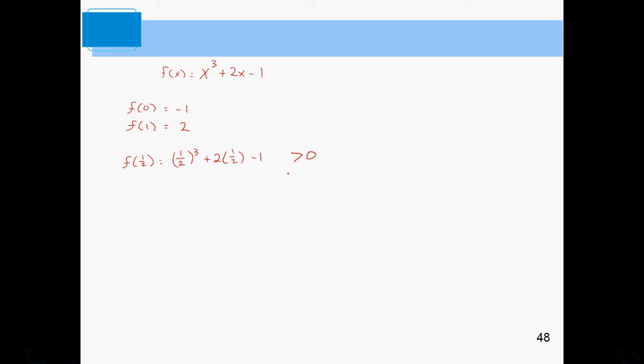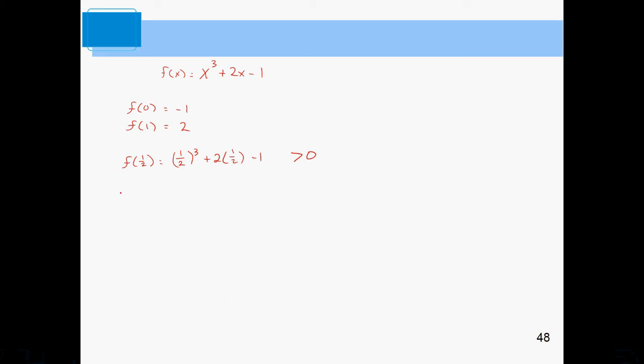Okay? Does that make sense? Does everybody see that that has to be the case? Because I can't guarantee anything from 1 half to 1 because they're both positive, so they're both above the x-axis. So now I know it's between 0 and a half.